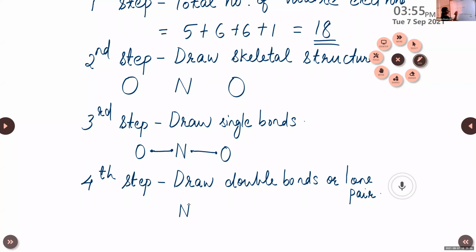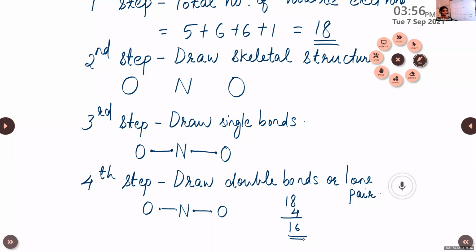So here you know that a total of 18 electrons are present, right? 18 electrons are there. Then already 4 electrons are subtracted from here, because the 2 electron pairs are used for the formation of single bonds, right? Out of 18 electrons, 4 electrons are involved in the single bonds. So the remaining is 16 electrons, isn't it?